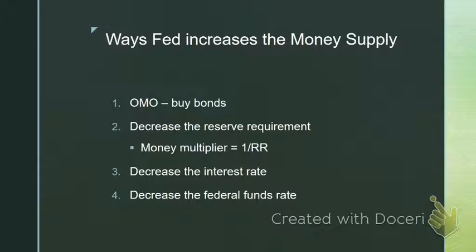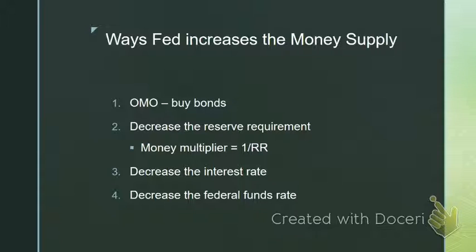Ways the Fed increases the money supply. Open market operations by buying bonds, decreasing the reserve requirement for the banks, right? So remember that if they decrease the reserve requirement, the money multiplier becomes bigger. The smaller this number, the smaller the reserve requirement, the bigger the money multiplier will be. Decrease in interest rate. The interest rate decrease, the federal funds rate.